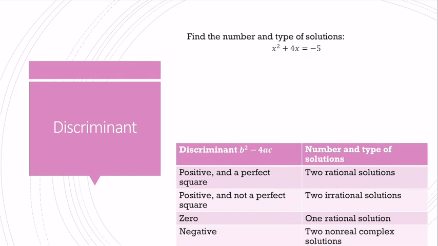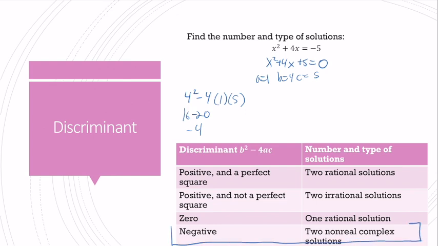Next, I've got x squared plus 4x equals -5. I need this to be set equal to 0 in order to label my ABCs. So I have b squared minus 4ac. That gives me, again, 16 minus 20, which is -4. So I have two non-real complex solutions.